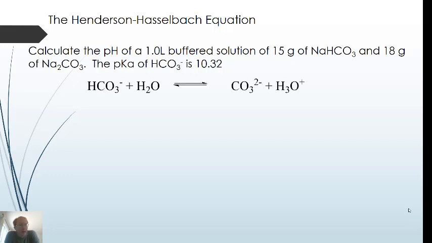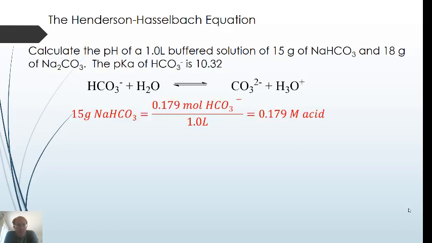We have our reaction. We write it just as a hydrolysis reaction always. Our bicarbonate plus water goes to carbonate and hydronium. And we do this because we've got a K value. We're dealing with Ka, so that has to be an acid hydrolysis reaction. So let's look at figuring out our bicarbonate concentration. So I have 15 grams of sodium bicarbonate. I have to consider the sodium in order to find my number of moles. That gives me 1.79 moles of bicarbonate in 1 liter, so that's 0.179 moles per liter of my acid.